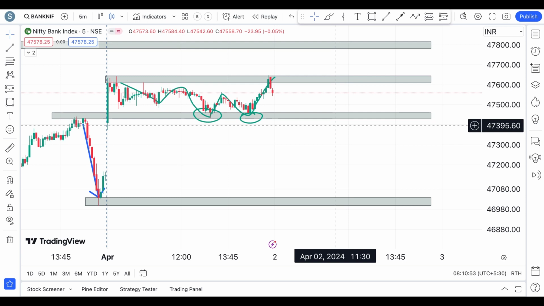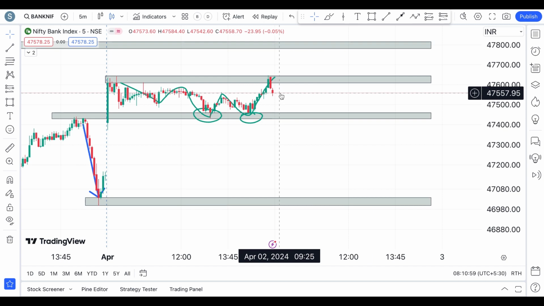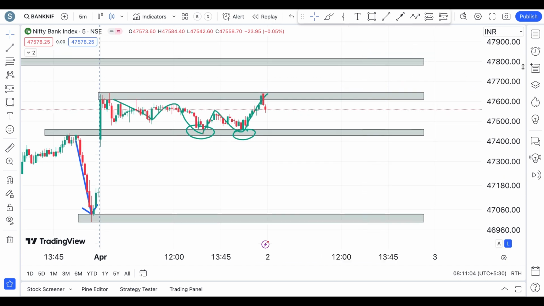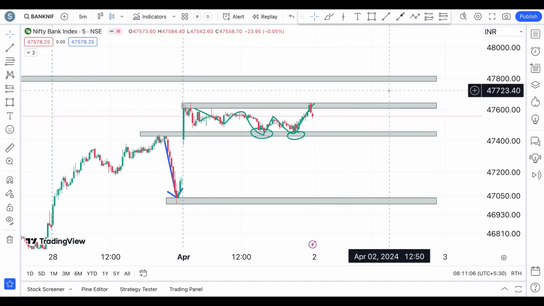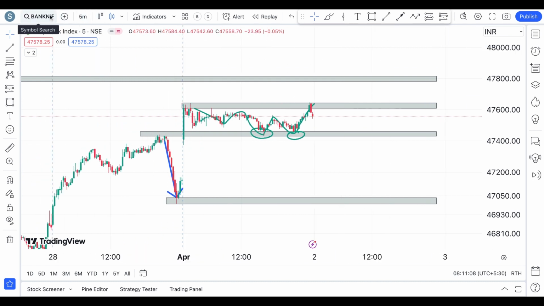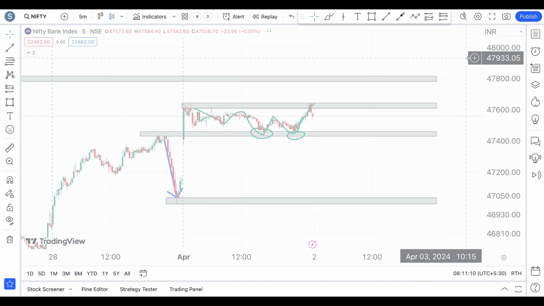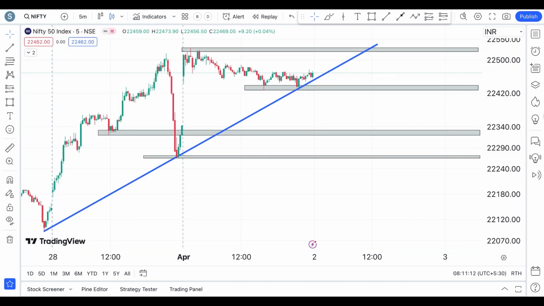Now let's quickly change. Moreover, looking at the global cues today, we may see a flat opening or a very small gap down or a very small gap up in today's market. So be prepared for that. The next thing is our Nifty's chart, which is this.